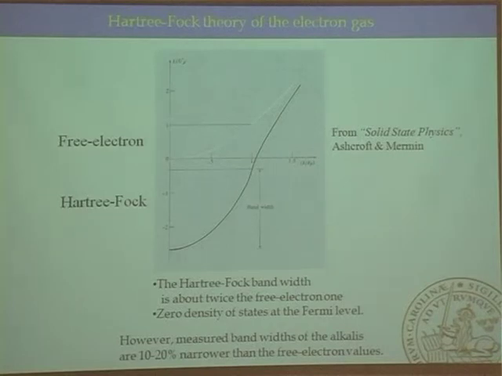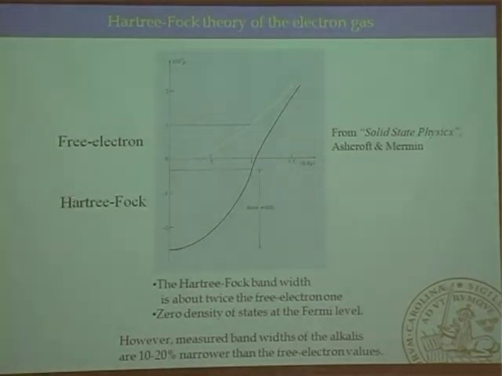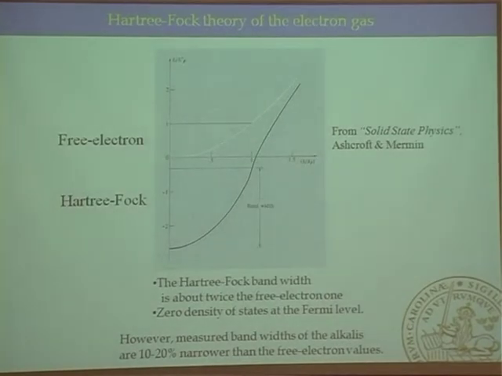So here I took this picture from the book of Ashcroft and Mermin. I would like to describe the application of GW to the electron gas. Here we have the free electron band, and if we do Hartree-Fock, you can do this analytically. You find that the occupied bandwidth is approximately twice the free electron bandwidth.